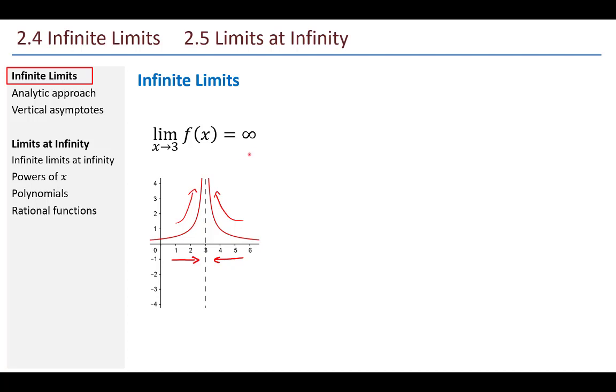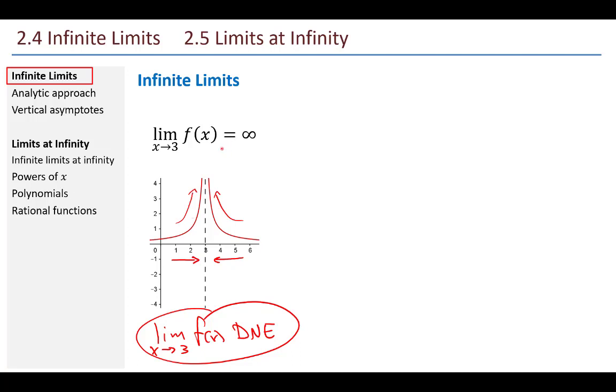I want to be really careful here. This is kind of a curious thing. The y values don't actually approach a particular number. So officially, the limit as x approaches 3 of f of x does not exist. But the limit does not exist in a very special way. It does not exist because all the y values are getting larger without bound. And so we write this equals infinity just as notation to express that idea.